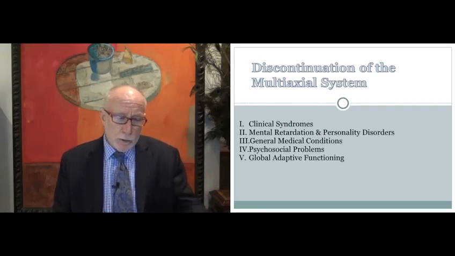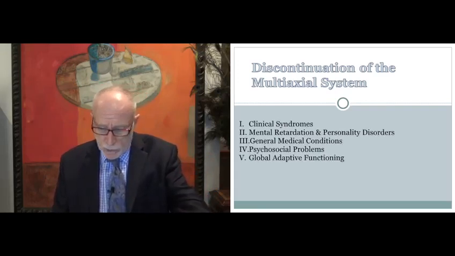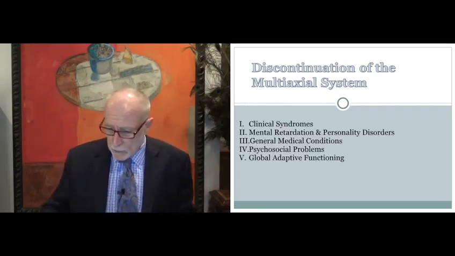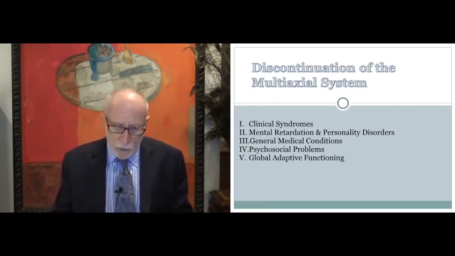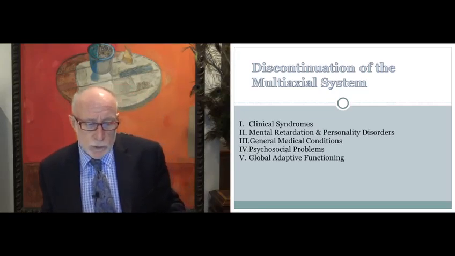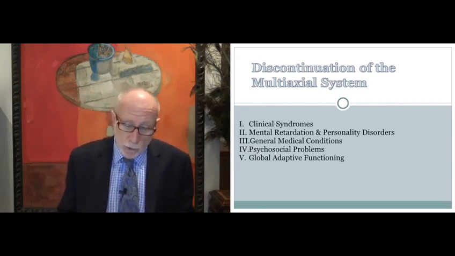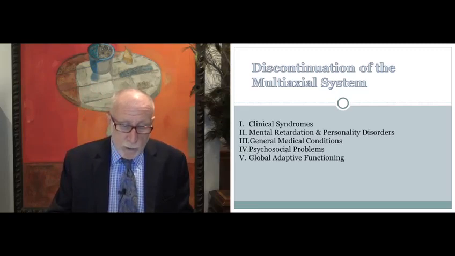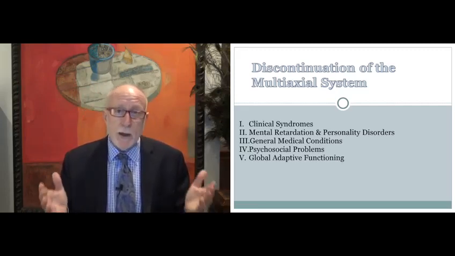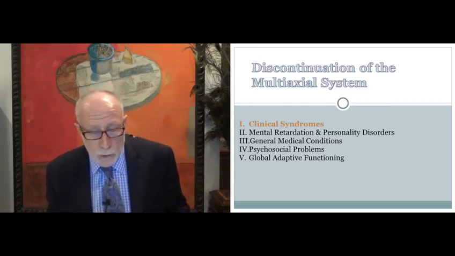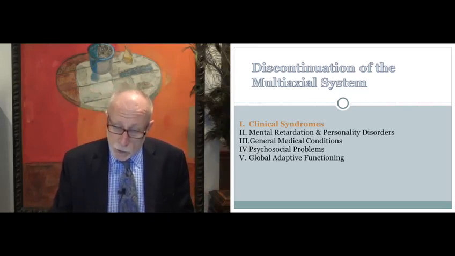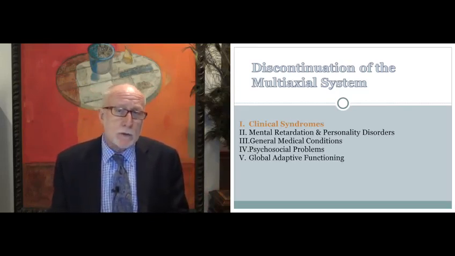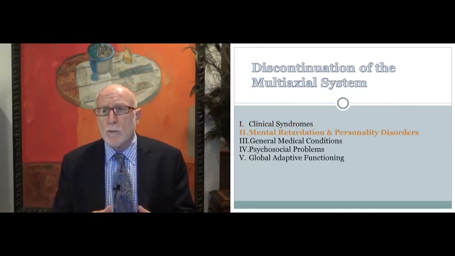Now, the particular dimensions themselves in the multi-axial system that were in the DSM-3, 3R, 4, and 4TR were these here. Clinical syndromes were axis 1, mental retardation and personality disorders was axis 2, 3 was general medical conditions, 4 psychosocial problems, and 5 was general or global adaptive functioning. Well, what happened? Now, at this point, every single disorder, including all of the eating disorders, is functionally on axis 1. There is only one axis. Axis 2, the old mental retardation and personality disorders, got done away with for a number of reasons.